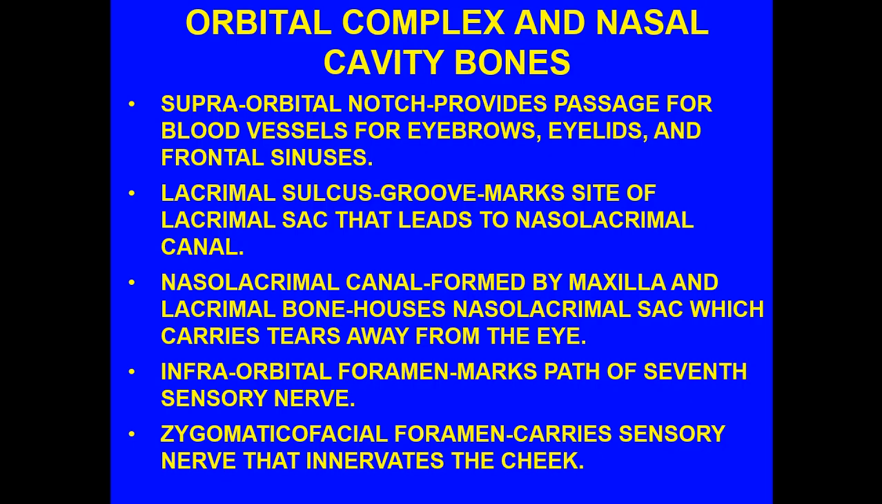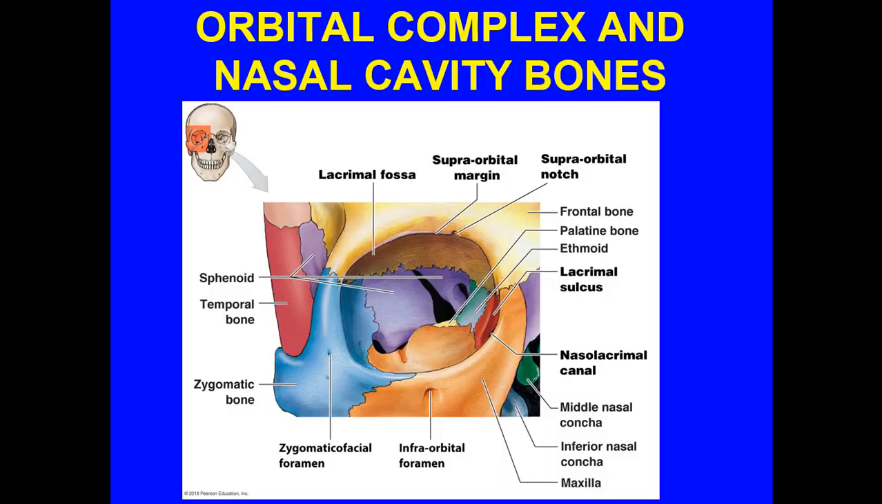Then we also have the zygomatic facial foramen, which sounds like a mouthful. It carries a sensory nerve that innervates the cheek. Here we are, infraorbital foramen. The zygomaticofacial foramen right here. The lacrimal fossa, the supraorbital margin, the supraorbital notch. This notch may be completely closed in bone, so it'll become more of a foramen as opposed to just merely a notch. You have the nasolacrimal canal on this side and the lacrimal sulcus.